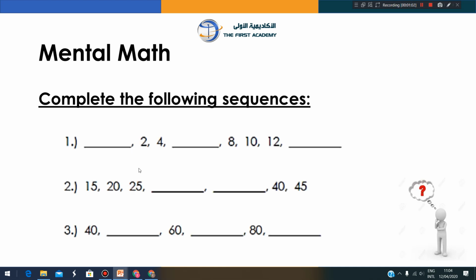Let's start with the mental math. Do this in less than 2 minutes. And when you finish, go to the next slide.